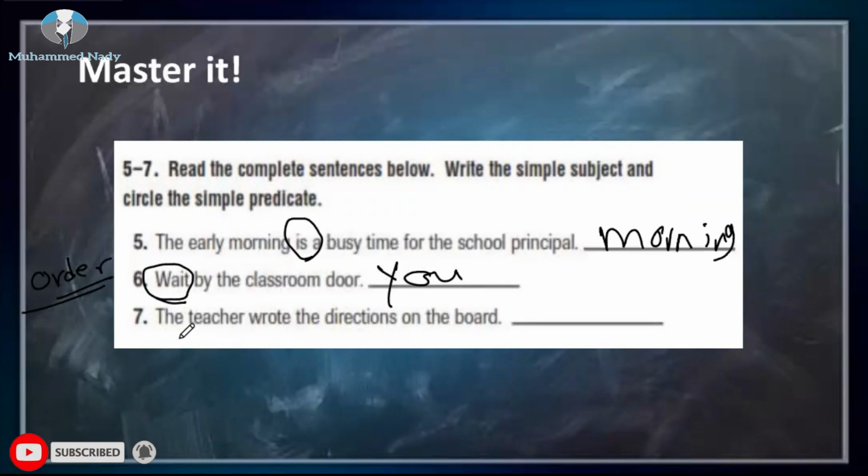The last question, which is the teacher wrote the directions on the board. This sentence is very simple. What is this sentence or whom is this sentence talking about? It's talking about teacher. Okay, so we write teacher here, the subject, teacher. And what did he do? He wrote the directions on the board. Okay.